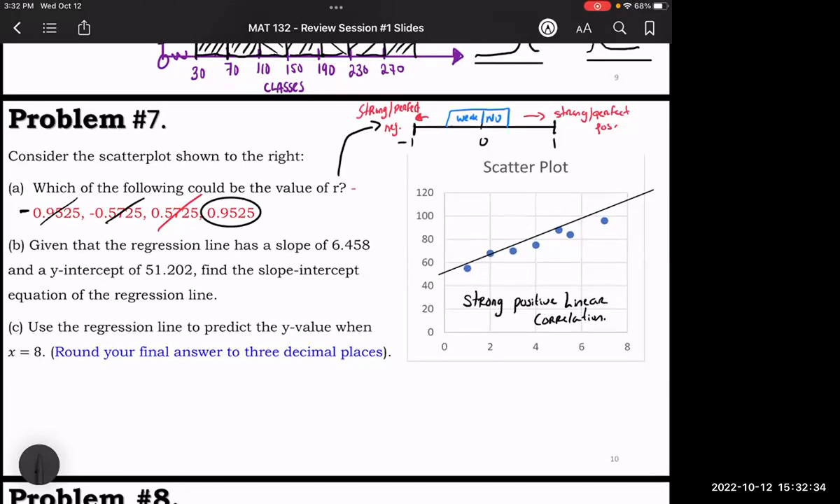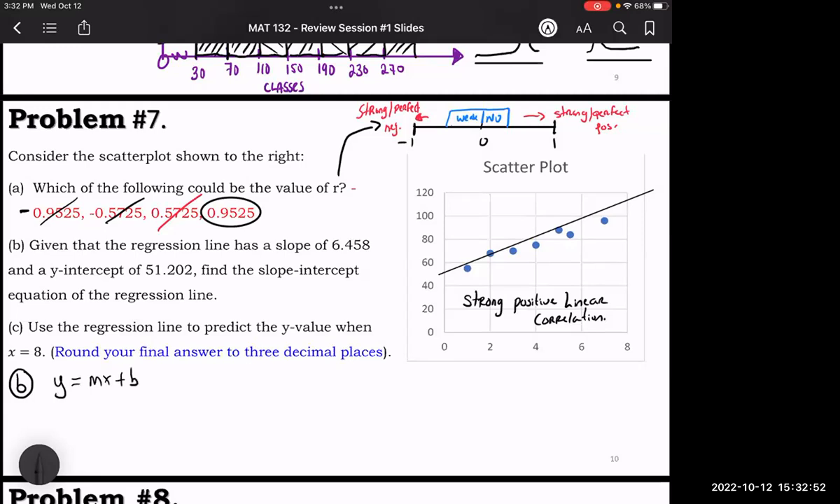Okay, now part B states, given the regression line has a slope and a y-intercept, we have to write out the slope-intercept form of the equation. Well, part B is very simple. You just got to know what the equation is. In general, does anybody know the general equation of a line? Yeah, the general equation of a line is y equals mx plus b.